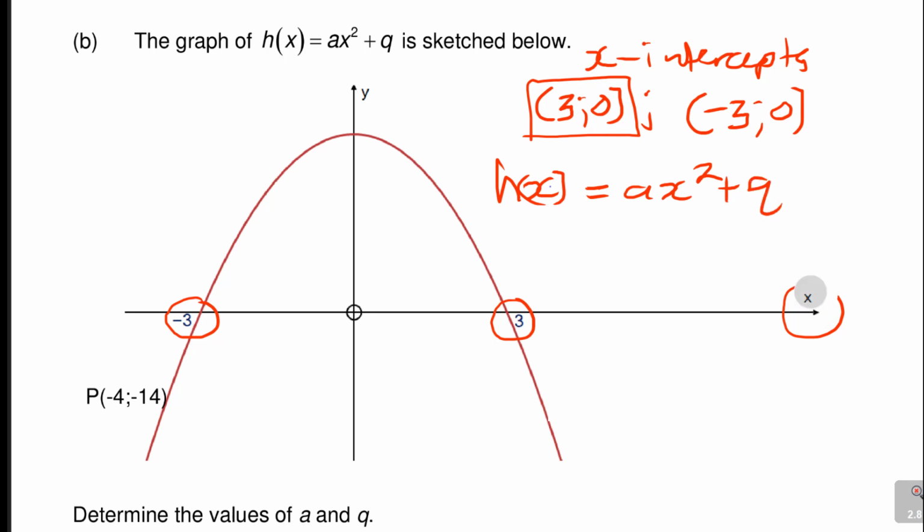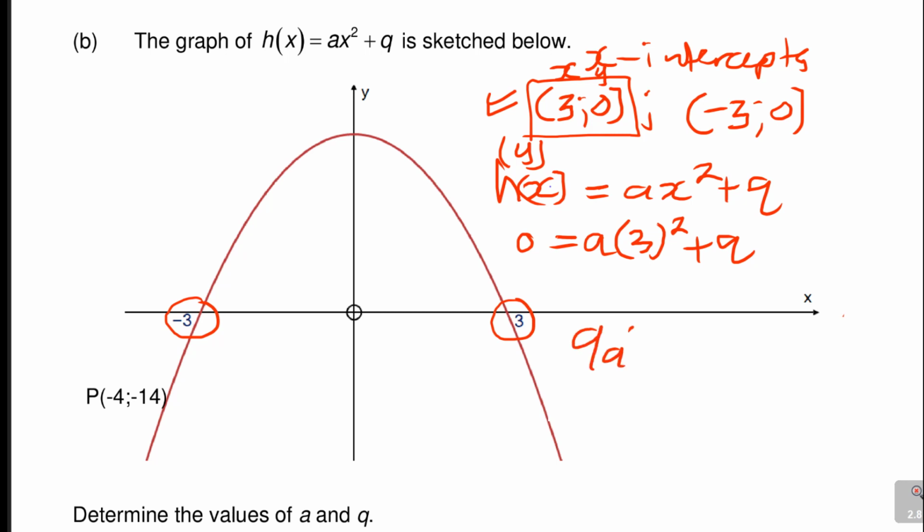Are you with me? And then what I'm going to do, I'm substituting now. I'm going to use, as I said, this point where x and y. Remember, h of x is representing y. So when y is 0 is equal to a, which I don't know, but x squared is 3 squared. So it doesn't matter. You can use minus 3. You can use the other point. And then plus q. When you simplify this, let's start with 3 squared. What is 3 squared? It's 9a squared plus q is equal to 0.